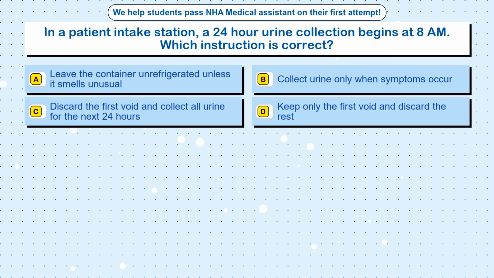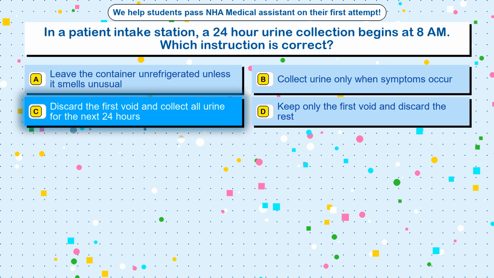Question 57. In a patient intake station, a 24-hour urine collection begins at 8 a.m. Which instruction is correct? Option A. Leave the container unrefrigerated unless it smells unusual. Option B. Collect urine only when symptoms occur. Option C. Discard the first void and collect all urine for the next 24 hours. Option D. Keep only the first void and discard the rest. The correct answer is option C. Discard the first void and collect all urine for the next 24 hours.